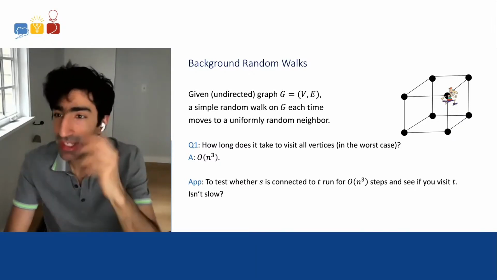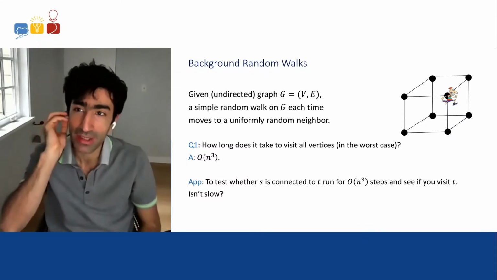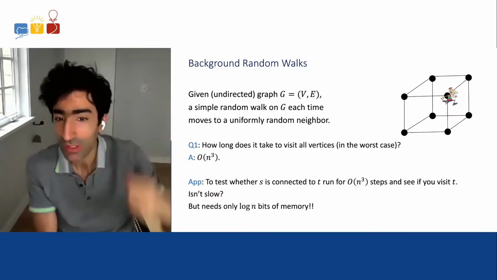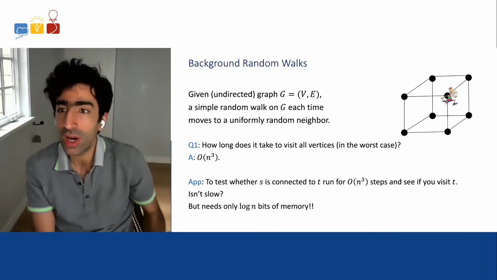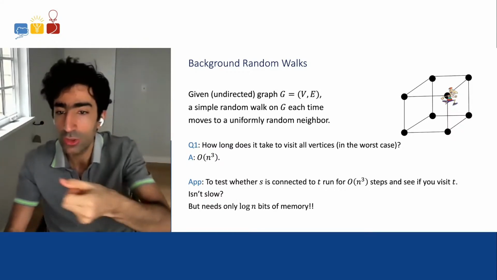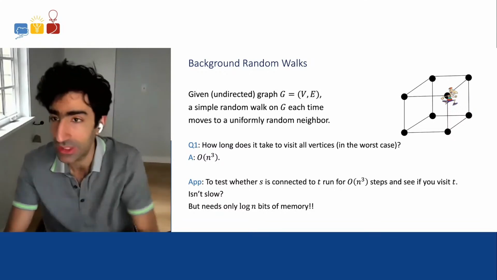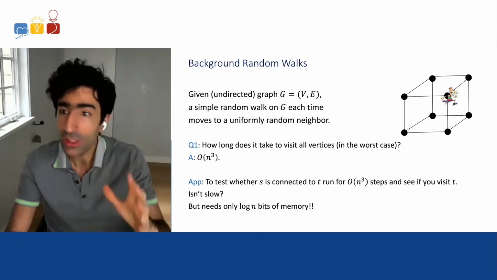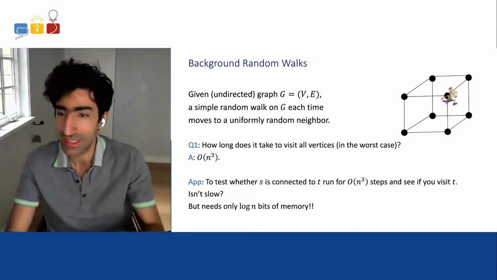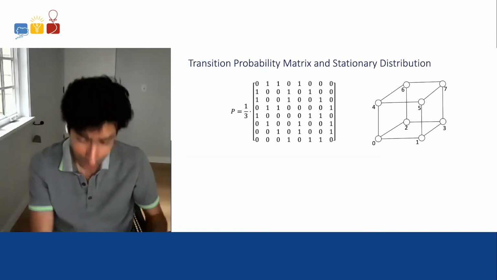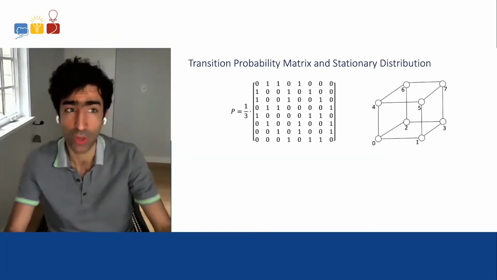Now you can think that this is very slow. You probably could have run the BFS or DFS algorithm to do that, but it turns out that this is a useful algorithm because it needs only log n bits of memory just to know what the ID of T is and test whether you get to T or not. So it's a slow algorithm, but with very small memory. So this is a simple application of random walks, but we'll need more in this talk. So let's understand them more.